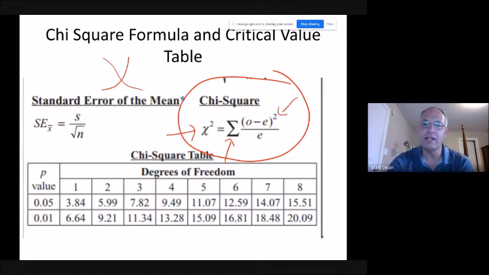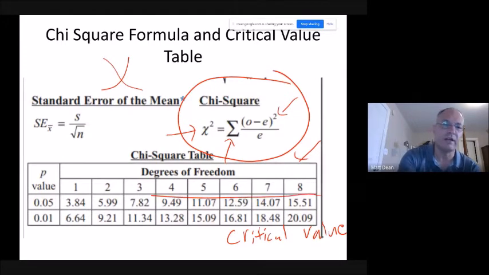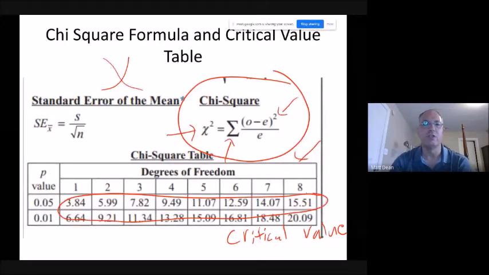We're also going to need to use this table, which is also on your AP Biology formula sheet. This table is going to allow you to find what's called a critical value. These are critical values, which you can use to compare to your calculated chi-square statistic. And we'll talk about how that works here in just a minute.